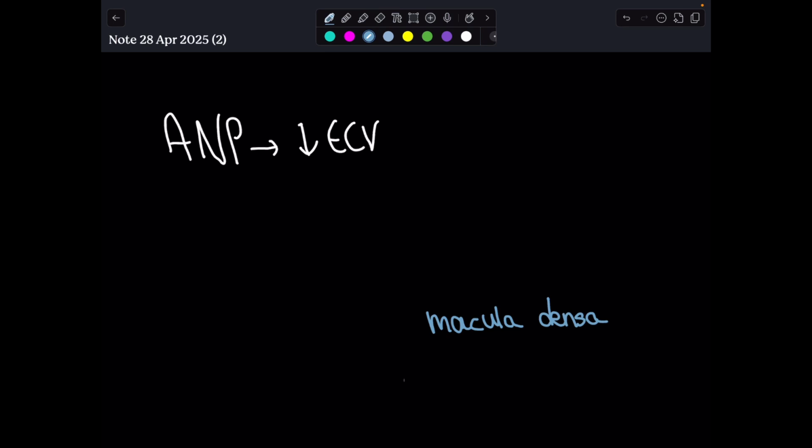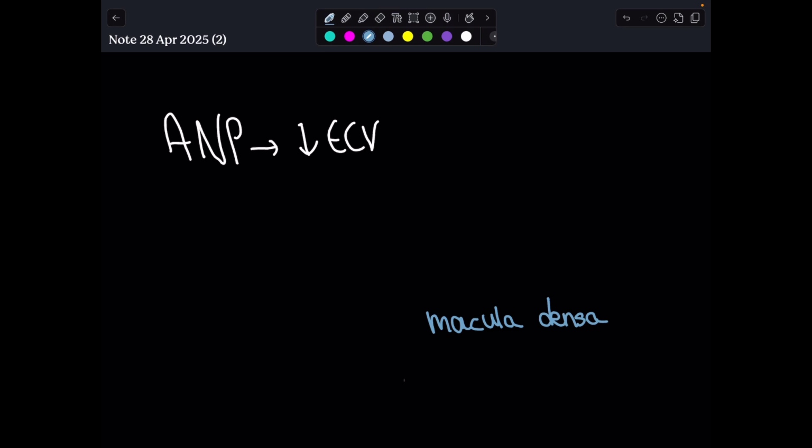When atrial natriuretic peptide, ANP, is released due to high blood volume, it makes the kidneys excrete more sodium and water by dilating the afferent arteriole and increasing glomerular filtration rate, GFR, which sends more NaCl to the distal tubule. The macula densa detects this high NaCl, signaling the juxtaglomerular cells to reduce renin release.